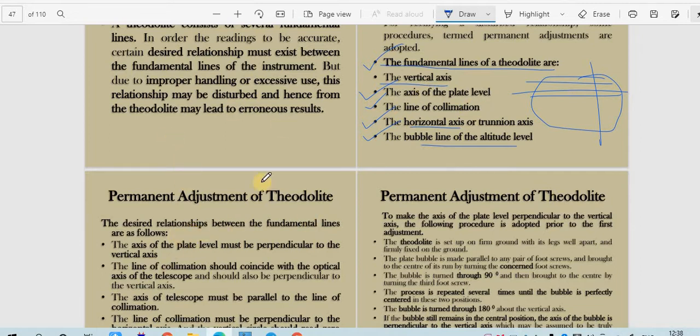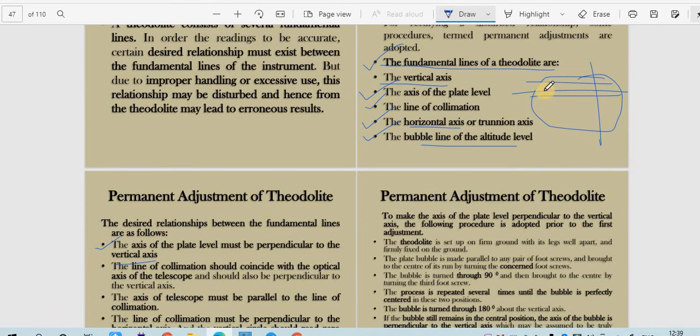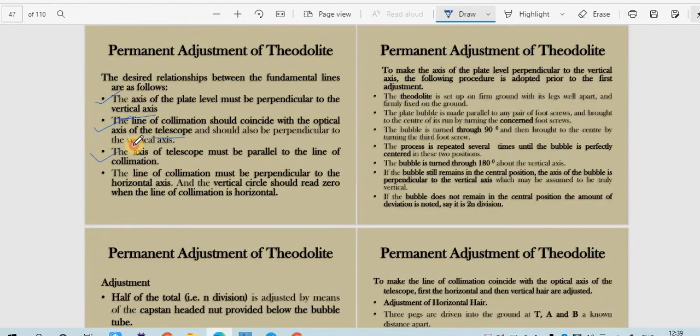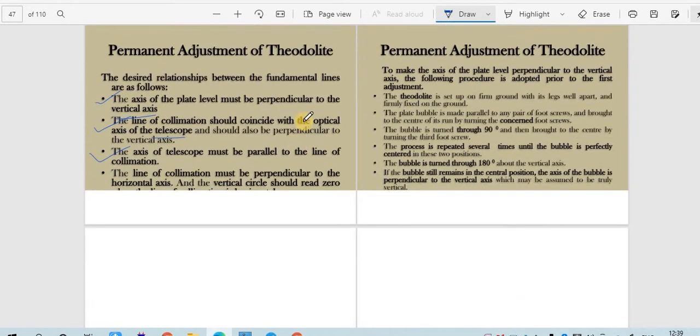What are the desired relations between the fundamental lines? Firstly, the axis of the plate level must be perpendicular to the vertical axis. Then the line of collimation should coincide with the optical axis of the telescope. This is the line of collimation, which passes through the center of the telescope, and this is also the axis of the telescope. So the axis of the telescope and the line of collimation should exactly coincide with each other. Then the axis of the telescope must be parallel to the line of collimation. Obviously they are coinciding, so they must be parallel also.